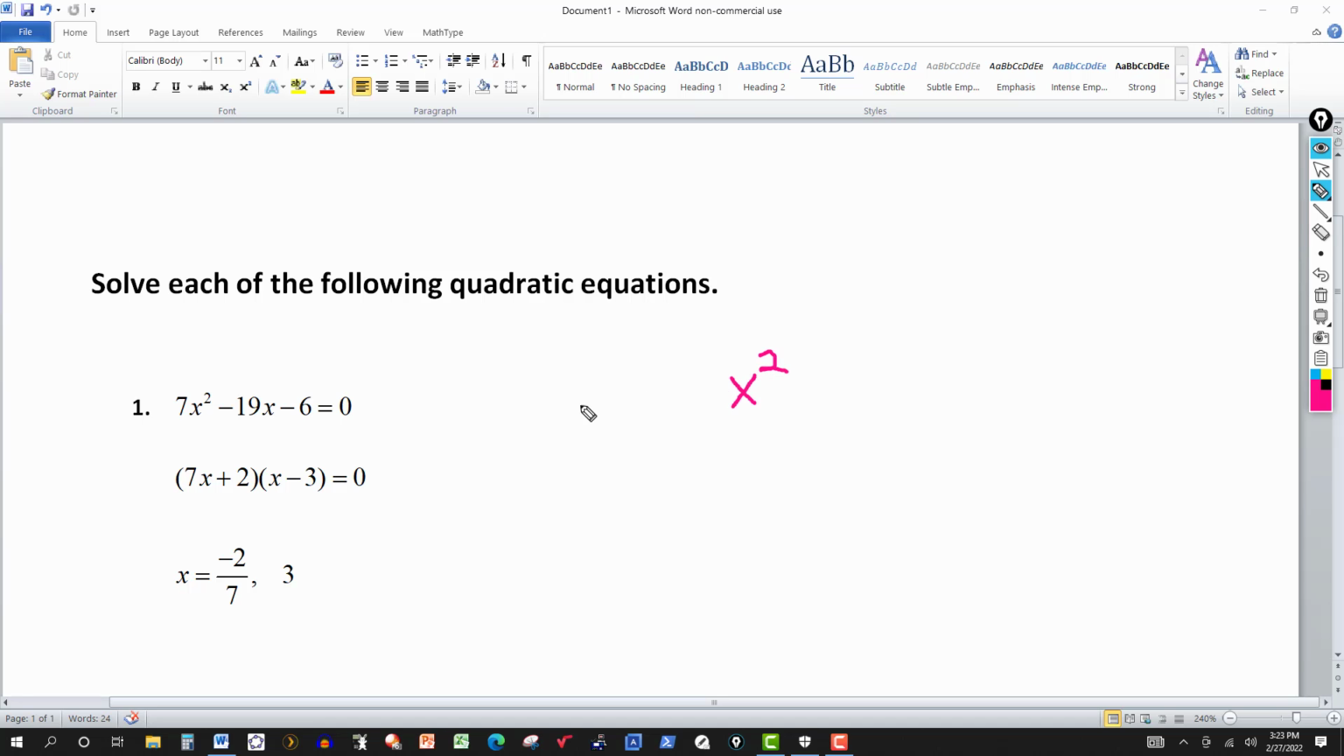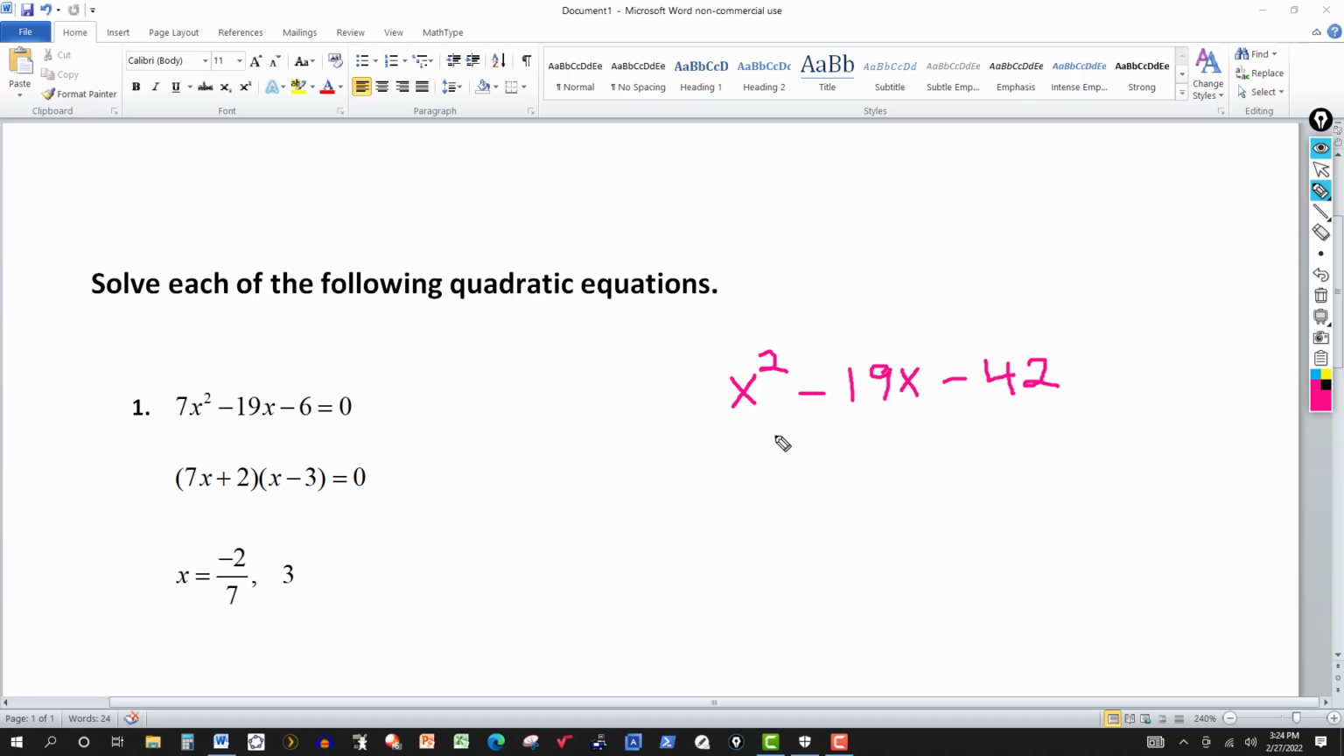So let me rewrite this equation as x squared minus 19x. And then they're replacing the third term by the product of 7 and negative 6, which of course is negative 42. And you get to something like this where the coefficient of the x squared term is 1 instead of 7. The basic idea is that these are easier to solve than the ones that have a coefficient that is not a 1, because all you've got to do is find factors of negative 42 that add up to the middle term.